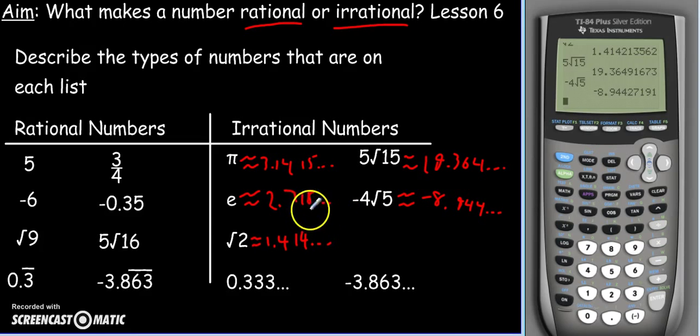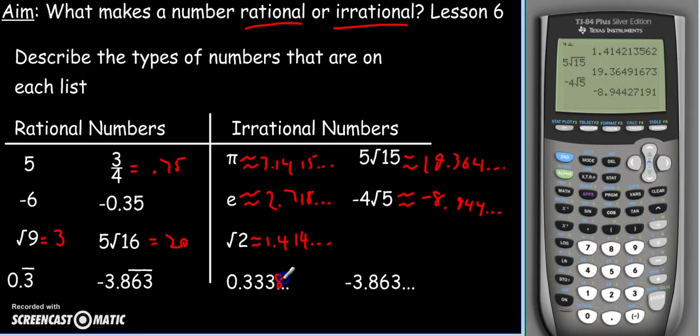They're one of those two things. They are non-terminating, non-repeating decimals. Whereas all of these are terminating or repeating decimals. 5 terminates, negative 6 terminates. Radical 9 is equal to 3, which is definitely a terminating decimal. 3/4 is 0.75. That terminates. Negative 0.35 also terminates. This is 5 times 4, 20. 20 definitely terminates. And this is a repeating decimal. These are repeating, unlike these, which are non-repeating.